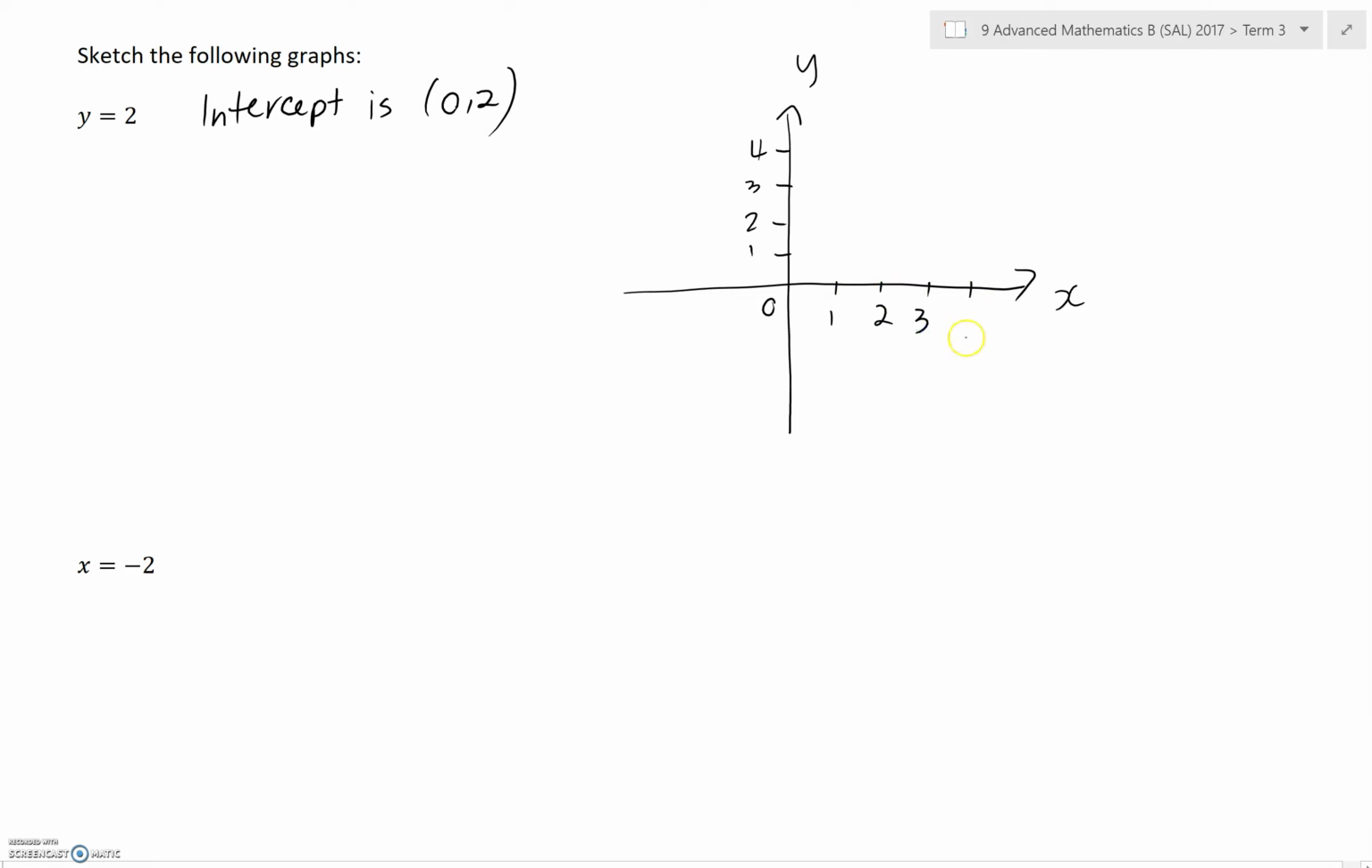1, 2, 3, 4, and the point where it intersects my y-axis is at that point, 0 and 2. So I just need to mark that point, and then I need to draw a line which is horizontal or parallel to my x-axis, and of course I should label my equation, y equals 2. So it's a straight line just like we've had before, but there's only one intercept.